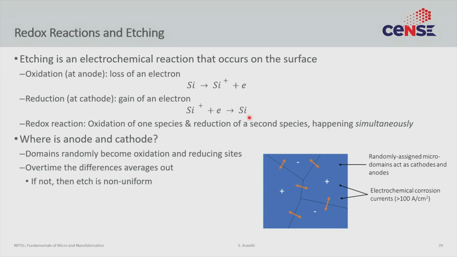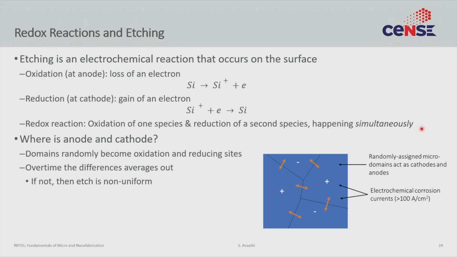Now, a redox reaction is one in which one species is getting oxidized and a different species is getting reduced, and both are happening simultaneously. So, the oxidation of silicon is a redox reaction, and that is a term that we shall come back to in the next slide.